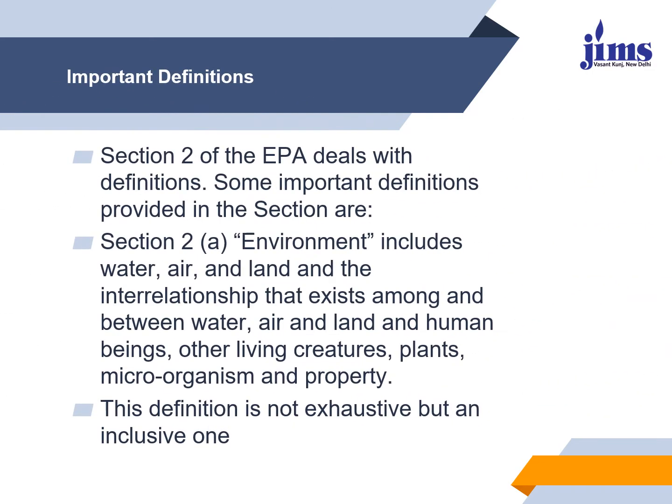Important definitions. Section 2 of the Environment Protection Act 1986 deals with certain definitions. Some of the important definitions provided in this section are as follows. First of all, Section 2, Clause A deals with the definition of environment. It says that environment includes water, air, and land, and the interrelationship that exists among and between water, air, and land, and human beings, other living creatures, plants, microorganisms, and property. However, this definition is not exhaustive but an inclusive one.